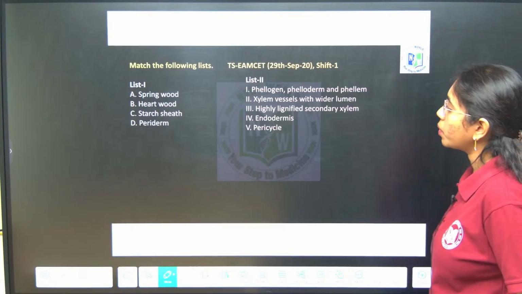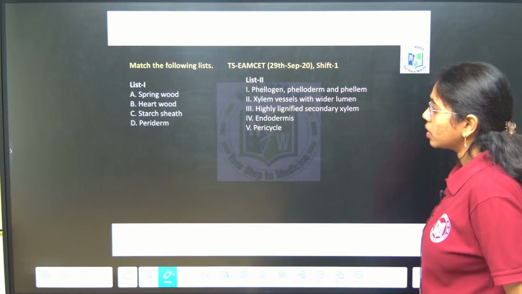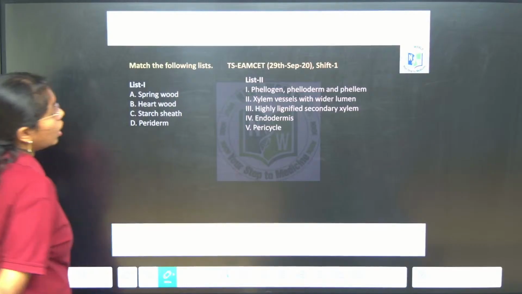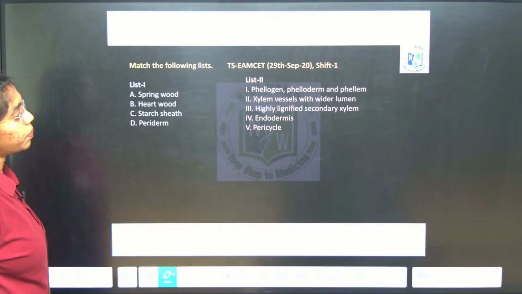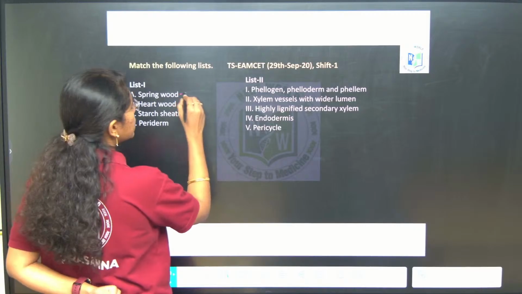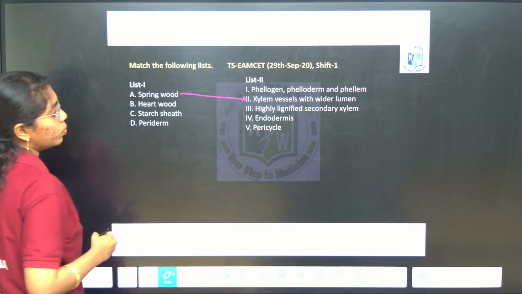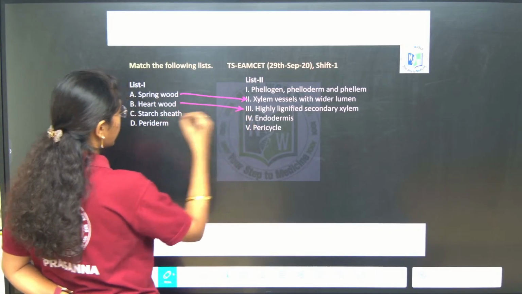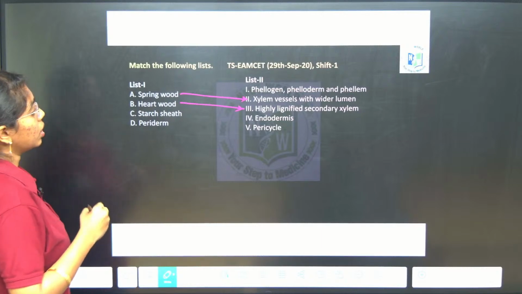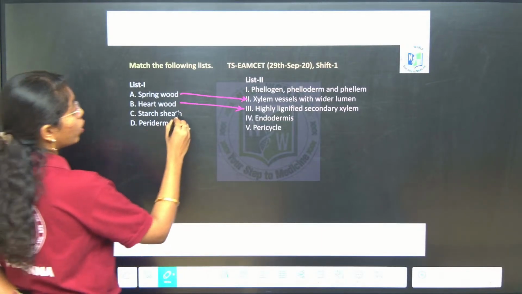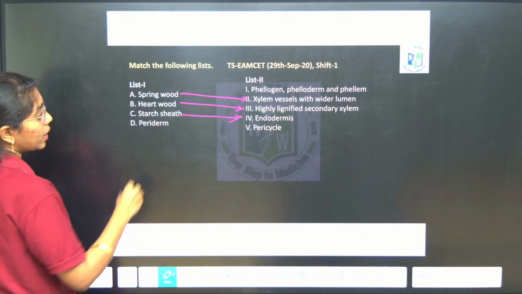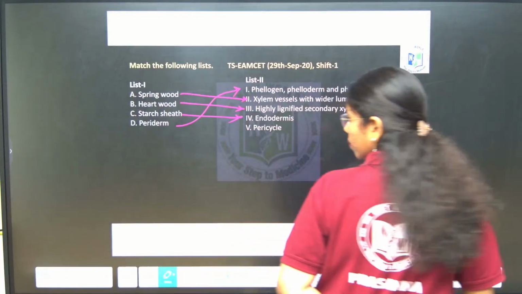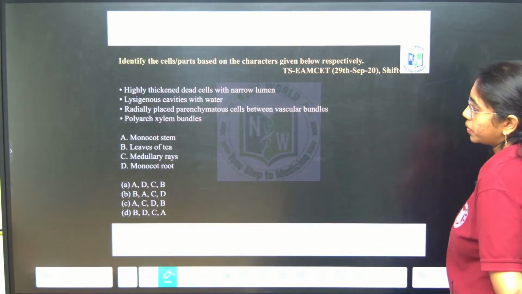Here options are not provided, but you can easily identify the correct match. Look at it carefully. Springwood, where xylem vessels are wider, they have wider lumen, and heartwood you can see highly lignified secondary xylem. Starch sheath is observed in the endodermis of dicot stem. Periderm includes phellem, phelloderm and phellogen. Clear? Next question.